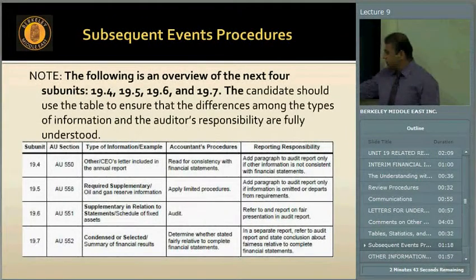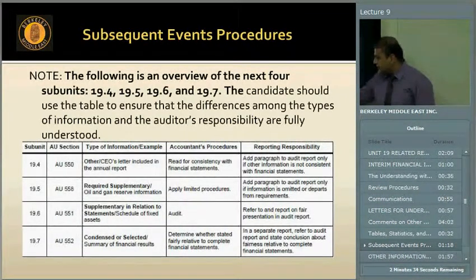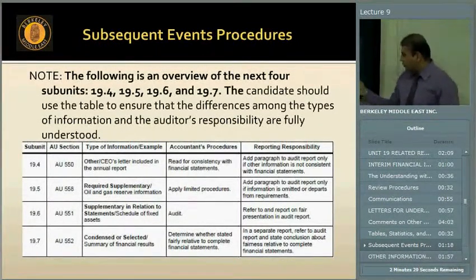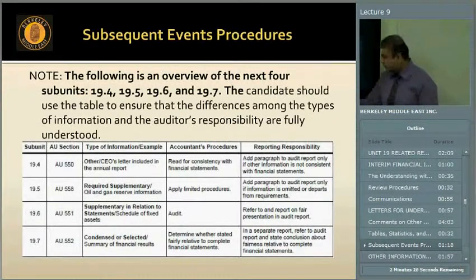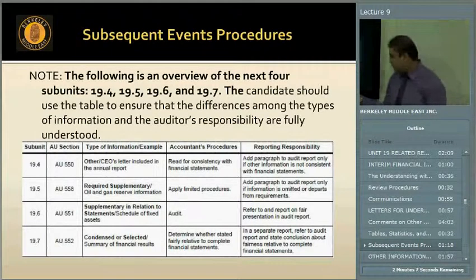For supplementary oil and gas reserve information, you may apply limited procedures and add paragraphs to the audit report. For supplementary information in relation to the stated schedule of fixed assets, you have to do the audit and refer to and report on the fair presentation in the audit report. For condensed or selected summary financial results, condensed or projected financials, interims, determine whether they are stated fairly relative to the complete financial statements in a separate report. You have to issue a separate report for that. Refer to the audit report and state the conclusion.